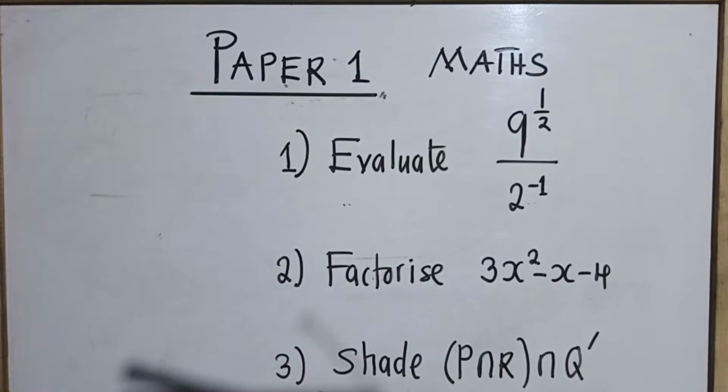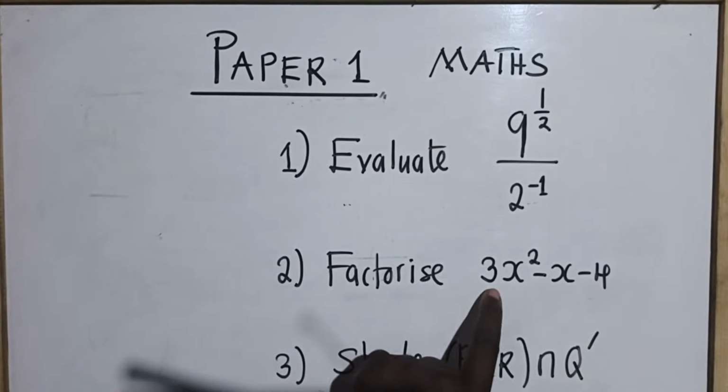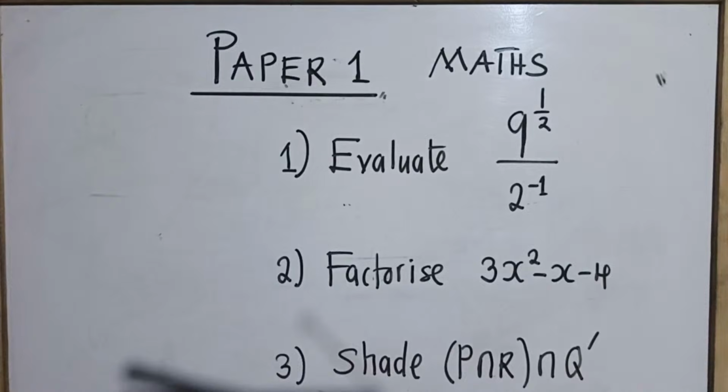Okay, so the next question, they're saying factorize. It was supposed to be factorized completely: 3x power 2 minus x minus 4. Okay, so don't mind the insects which are coming through.